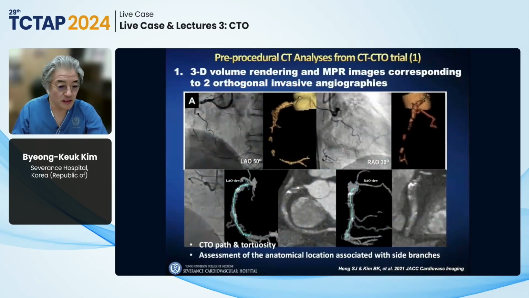For the CT-guided CTO group, first we made two orthogonal CT images, 3D volume rendering images, and MPR images corresponding to two orthogonal invasive angiograms. By this, we could understand how the CTO course goes, what the hidden route is within the CTO segment, and the anatomical location associated with the side branch.